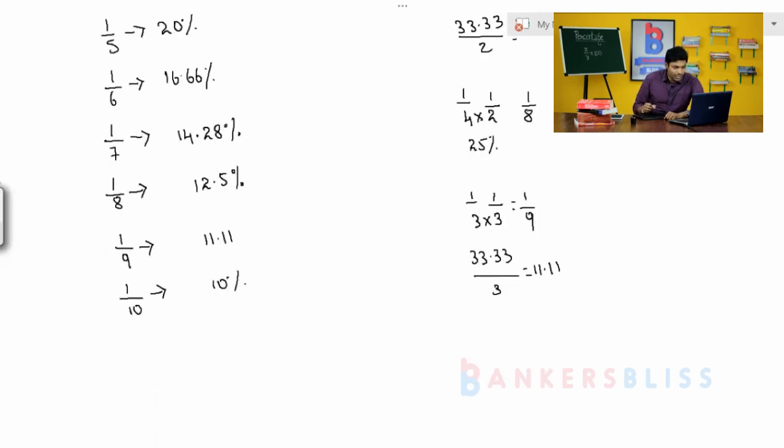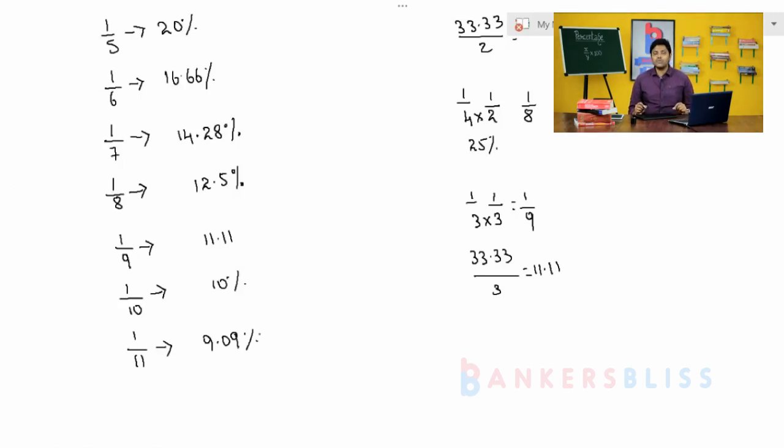Next, 1 by 11. 1 by 11 means 9.09 percentage. 9.090909 is going to come, so we take two numbers after the decimal point. So 9.09 percentage. So from 1 by 2 to 1 by 11, it is very, very important.